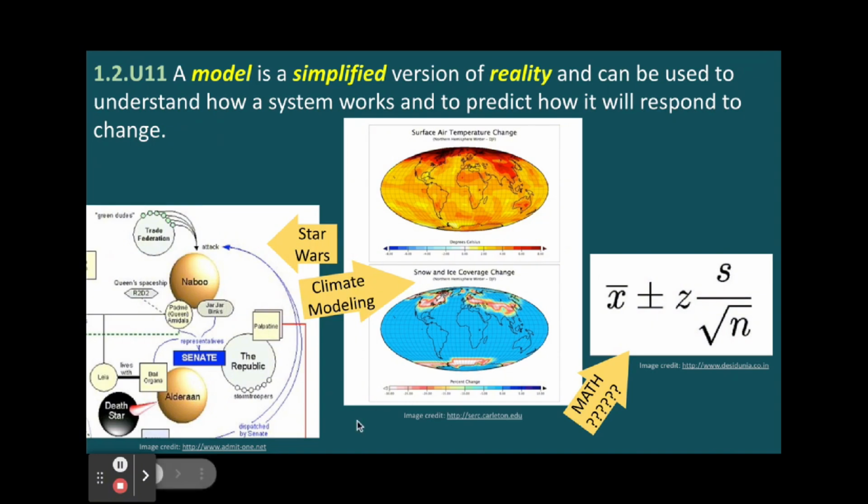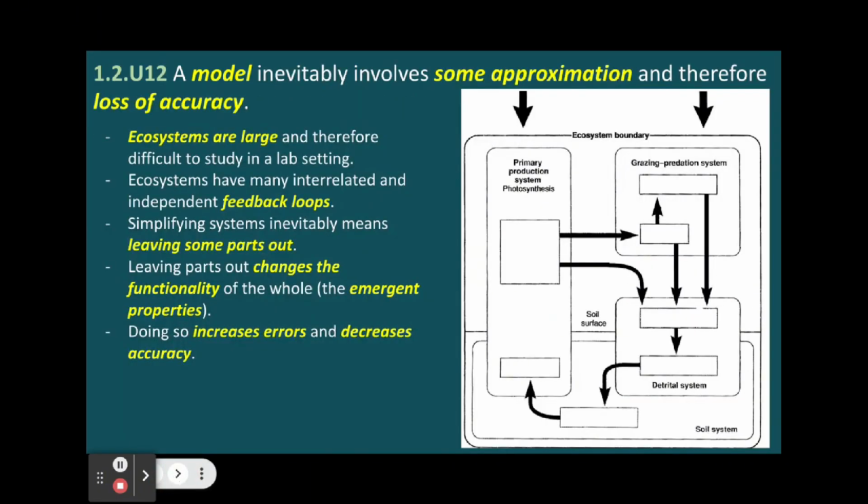A model can be physical, such as a scale model of a building or a globe, mathematical, such as an equation or a graph, conceptual, such as a diagram or a flowchart, or computer-based, such as a simulation or an animation. A model inevitably involves some approximation and therefore loss of accuracy because it cannot capture all the details and complexities of reality. Therefore, models need to be evaluated for their validity, their reliability, their accuracy, and their usefulness for different purposes and situations.